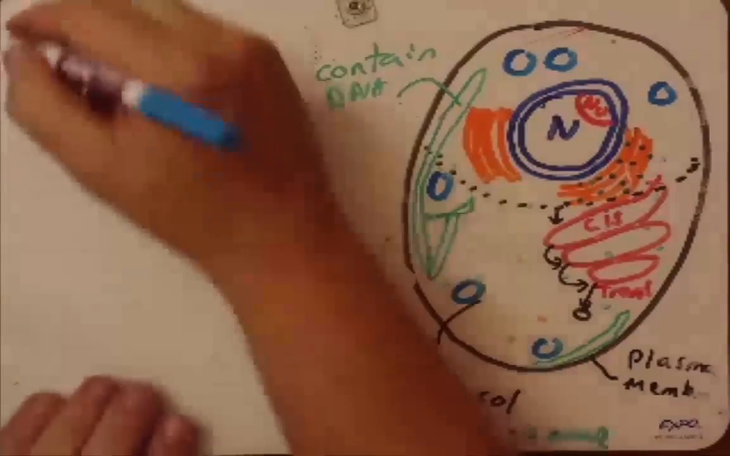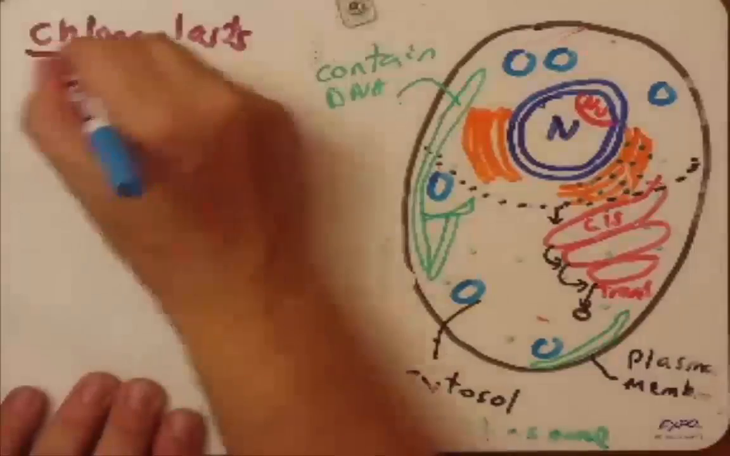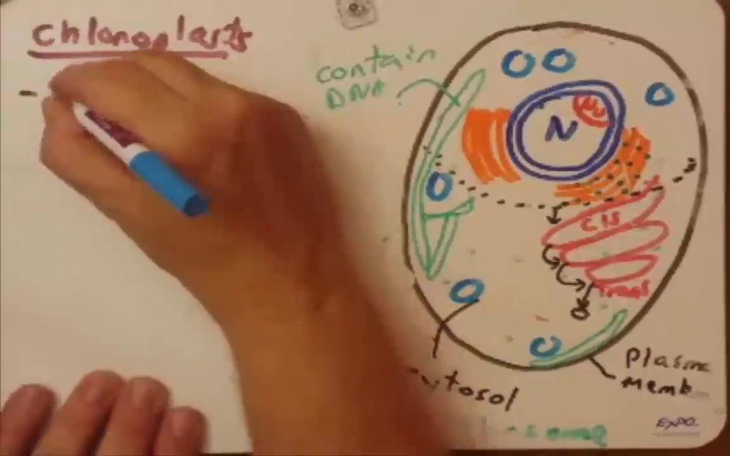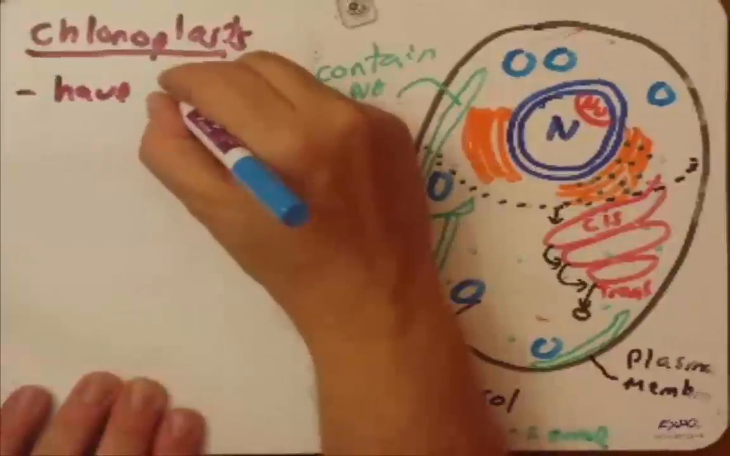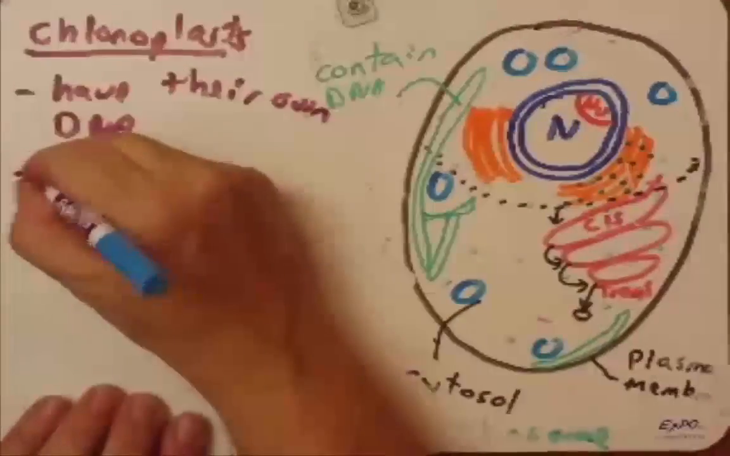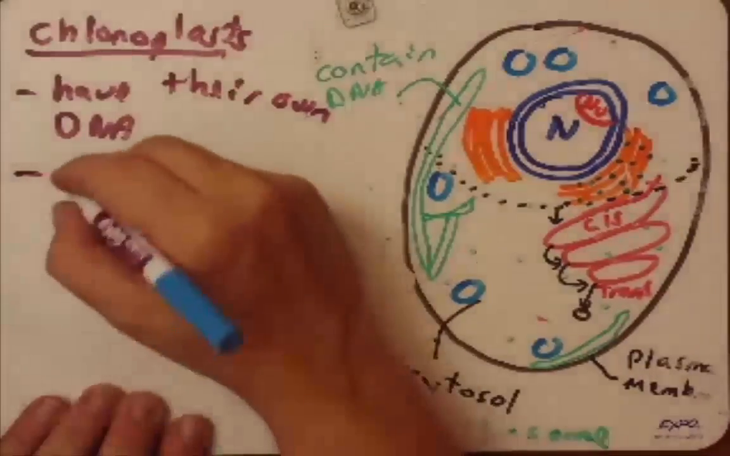Alright, next thing I want to talk about are chloroplasts. I want to mention them as I talk about mitochondria because, like mitochondria, chloroplasts also have their own DNA. What you're probably familiar with is that chloroplast is the organelle where photosynthesis occurs.